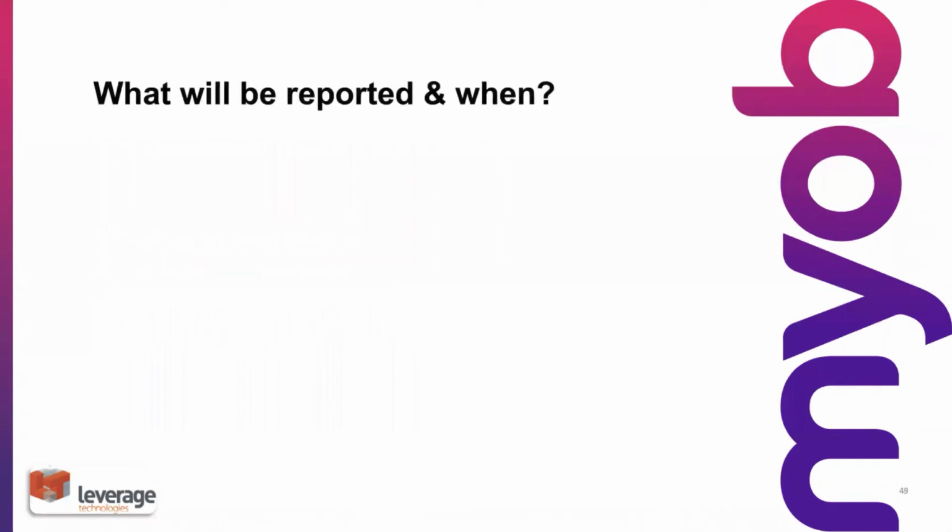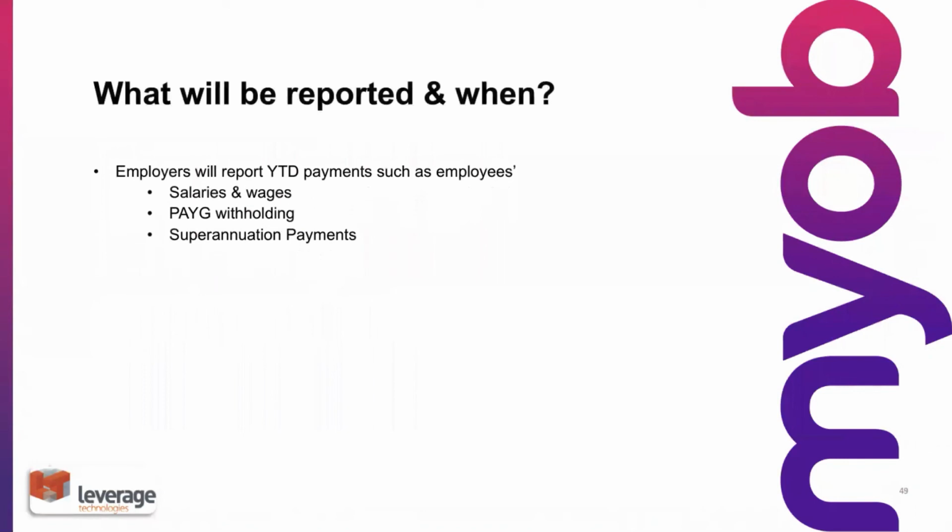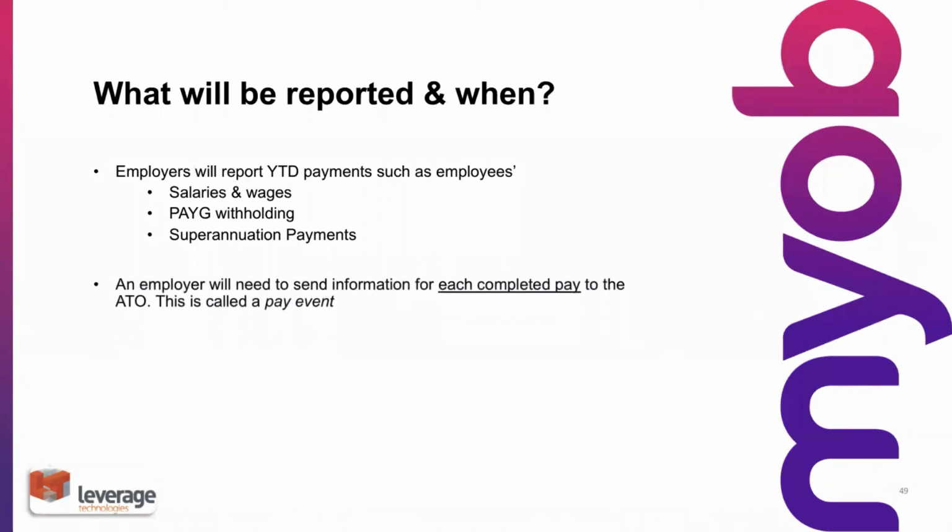What will be reported and when? Essentially, you're reporting each pay run as it happens. It's year-to-date payments, obviously salaries and wages, PAYG withholding tax, and superannuation payments. And as I mentioned earlier, it's for each completed pay run. The ATO refer to this as a pay event.